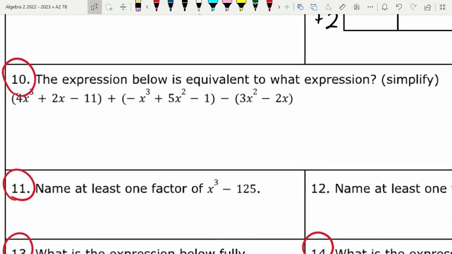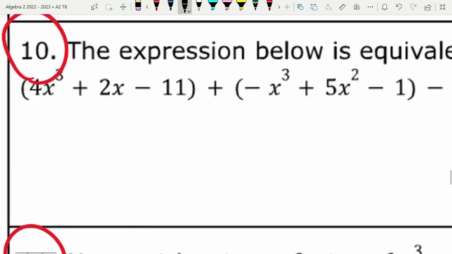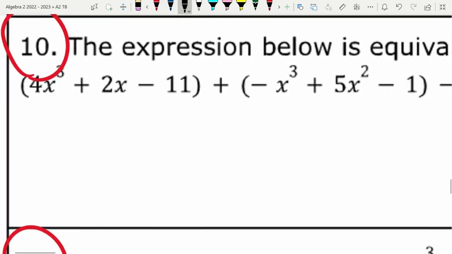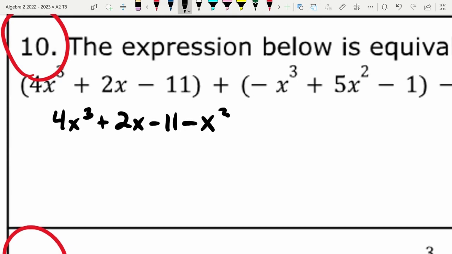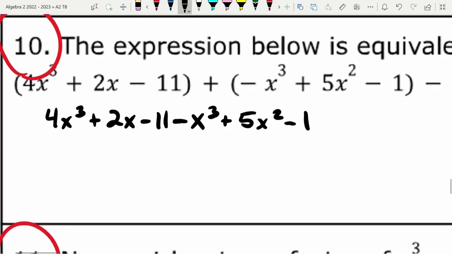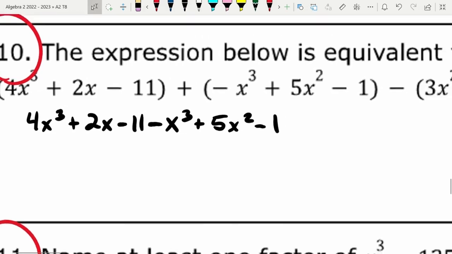Alrighty, the next one we're going to do is right here, number 10. We're just going to simplify this expression. And the good news is for the first two, all we have to do is get rid of the parentheses. So it is literally just rewriting this without any changes. So we have plus a negative, so we're just going to write minus x to the third plus 5x squared minus 1, and that is the first two terms just put together without any parentheses.